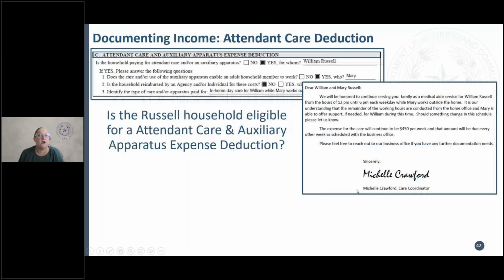So we can see here from our screening tool that we do have a household member that is paying for an auxiliary apparatus or an attendant care, and that's William. This enables Mary to be able to go to work, and the expenses are not reimbursed. We can see here that Michelle Crawford is the care coordinator, and they have issued a letter that says they are going to be honored to continue to provide medical aid service from 12 to 6 each day, and that it's going to be $450 per week. Is the Russell household eligible for the attendant care and auxiliary apparatus expense deduction? I'm going to launch that poll.